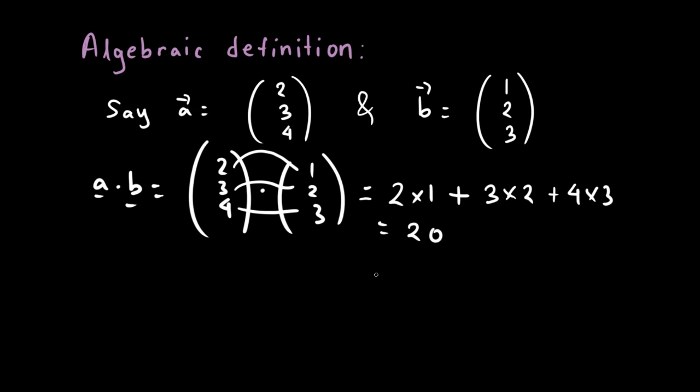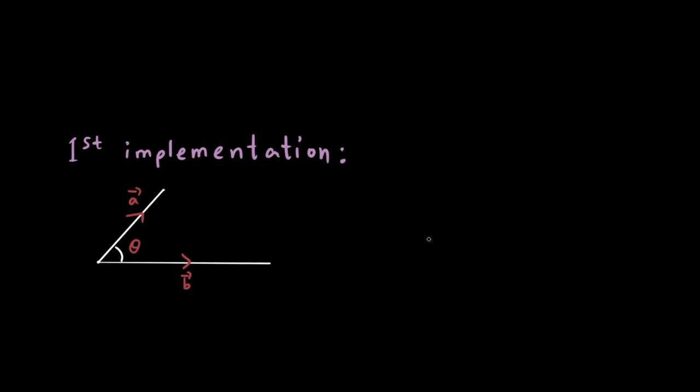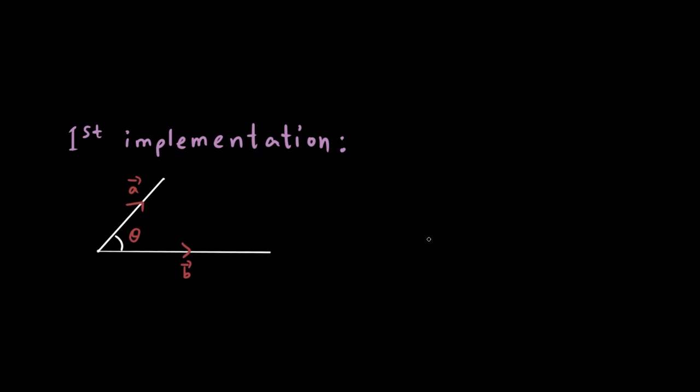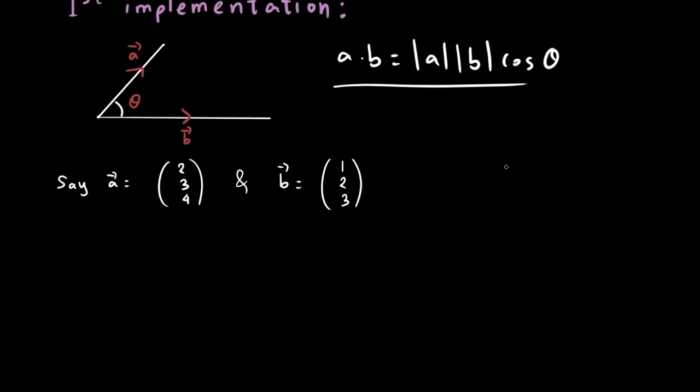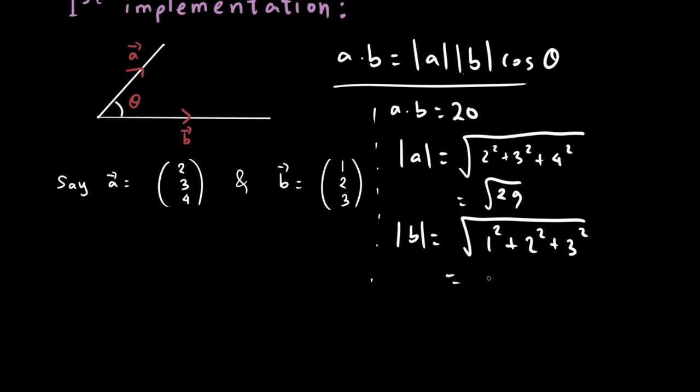This is where the first implementation comes. Suppose these two vectors are drawn and we want to find the angle between them. Then we can do this by using both the geometrical and the algebraic method of dot product. Well, we write A dot B is equals to modulus of A times modulus of B times cosine theta. We can calculate the A dot B, which we have already done, which is 20. We can calculate the modulus of A and modulus of B. Modulus of A is root over 29 and modulus of B is square root 14.